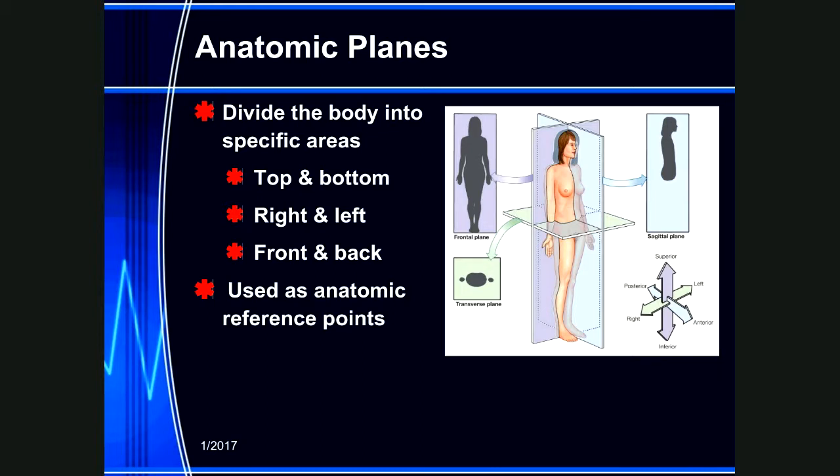The median, meaning the middle, goes down through the middle of the body and splits it left to right, going down between the eyes, through the nose, and splitting the body in half. Then we can split the body another way, front to back, by using the frontal or coronal planes. This splits front and back. And these are used as anatomic reference points when we're describing where the injury is to the receiving hospital.